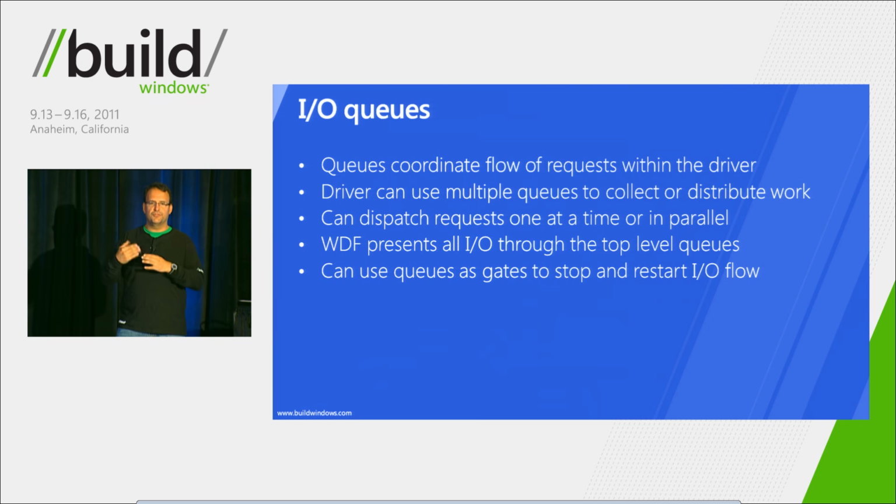The only thing you have to do is create some top-level queue, one or more, so that WDF can hand you I/O. When IRPs come in from the I/O manager, WDF looks for a queue to dump them into. If that queue is idle, it will run the I/O automatically. If that queue is busy and it's a sequential queue, or if it's stopped, then WDF will just push the work into the queue and leave it there.